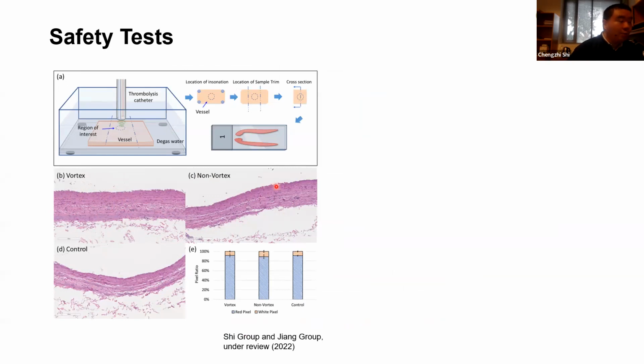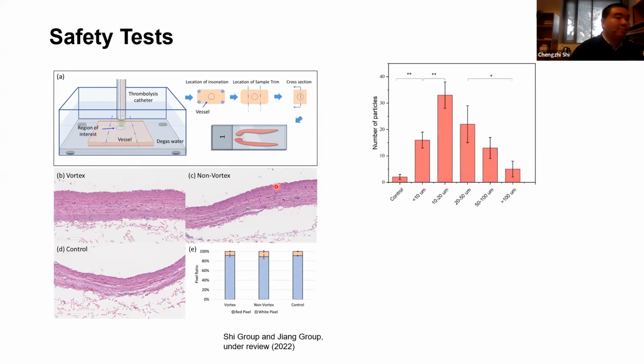And also, we went ahead and tested the remains of the blood clot. Remember that this blood clot is large, and when we try to break it, it will form small fragments. The thing is, if the small fragment is too big, it will embolize into the distal arteries. That will result in problems in the distal region. So we need the remains to be small. We went ahead and measured the remains, and it turns out that most of the remains are smaller than 100 micron, which is safe for the distal arteries.